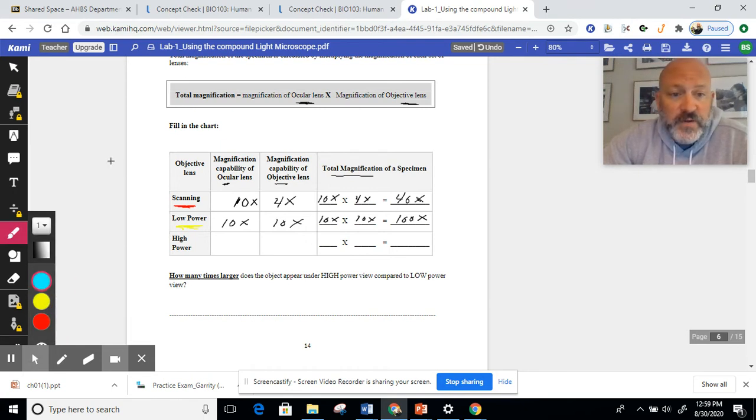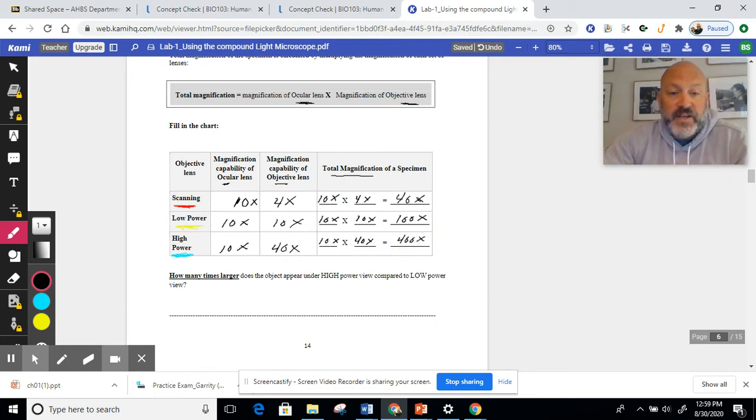microscope. Lastly, if I switch to the high power lens, or most powerful lens, the eyepiece doesn't change, but this lens carries a magnification of 40x. When I multiply 10x times 40x, that increases the magnification to 400x.